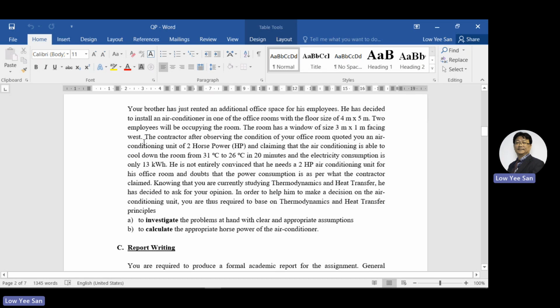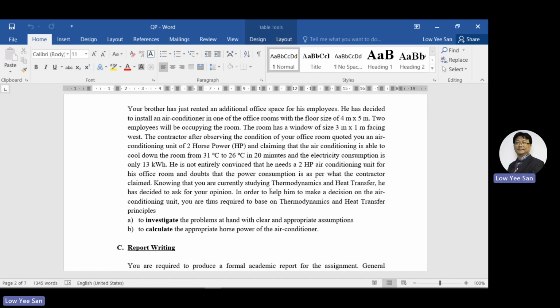Now there's a contractor you have engaged to install an aircon. The contractor proposed a 2 horsepower, and then says that the aircon is able to cool down the room from 31 degrees Celsius to 26 in 20 minutes. And the electricity consumption is this much. And then your brother is not entirely convinced he needs a 2 horsepower, because you have other options, like 1.5, 1.